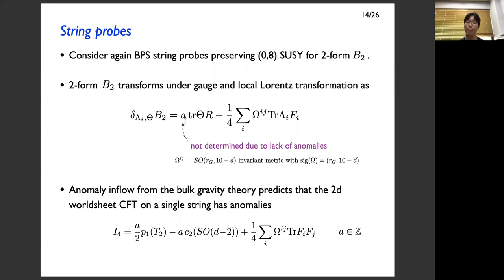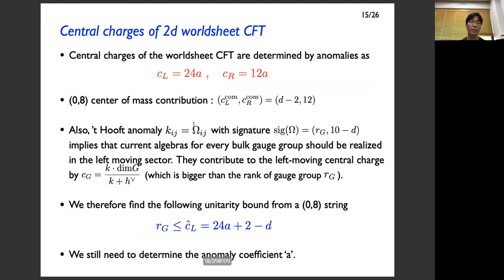Again, we can compute the anomalies of the worldsheet CFT living on the strings by using anomaly inflow from the bulk theory. For a single string, the result is given by this. So the string worldsheet CFT should have this anomaly polynomial. And as you see, the 't Hooft anomalies and the central charges encoded in this anomaly polynomial are fixed by this unknown coefficient A. The 't Hooft anomaly is already fixed, but the central charges are determined by this coefficient A. A is quantized because it's the coefficient in front of the second Chern class of the SO(d-2) Lorentz transformation. So by using this anomaly inflow, we can compute the central charges of the worldsheet CFT. It's again determined by this coefficient A.